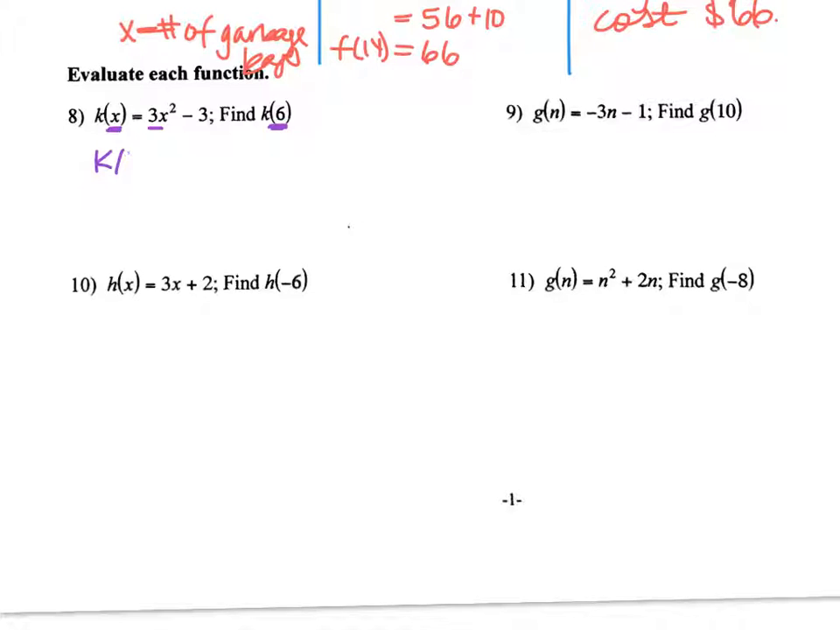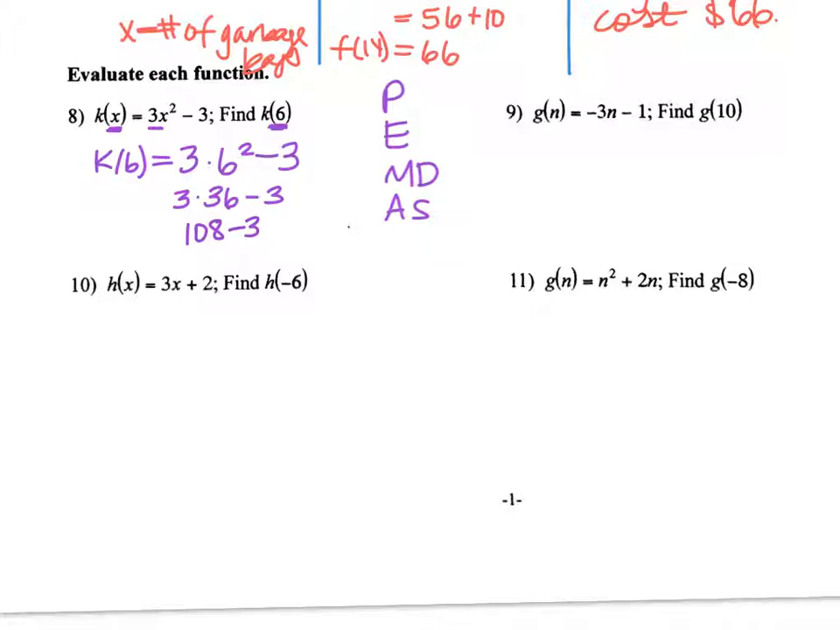So I've got k of 6 equals 3 times 6 squared minus 3. Remember your order of operations. We've got to do parentheses, and exponents before we multiply or divide. So that means this is 3 times 36 minus 3, which is going to be 108 minus 3. So my final answer is that k of 6 equals 105. You should write it using that function notation.